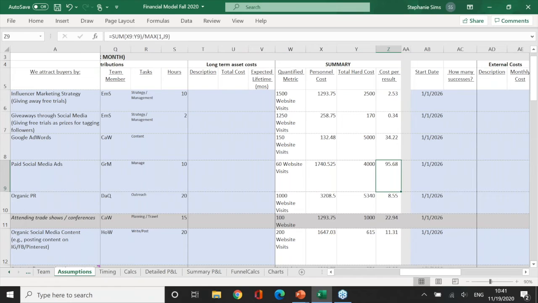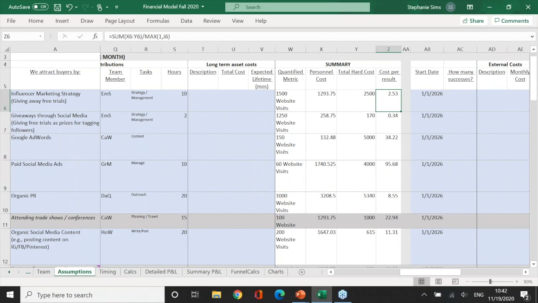And so if I was looking at this model for a client, I would say to them, hey, why are we spending so much on paid social? Do we need to reevaluate those assumptions? Do we need to maybe not do it? Because it's much more expensive, as you can see, than anything else we're doing, right? And so having those numbers calculated for you can then help you make those decisions a lot more easily.